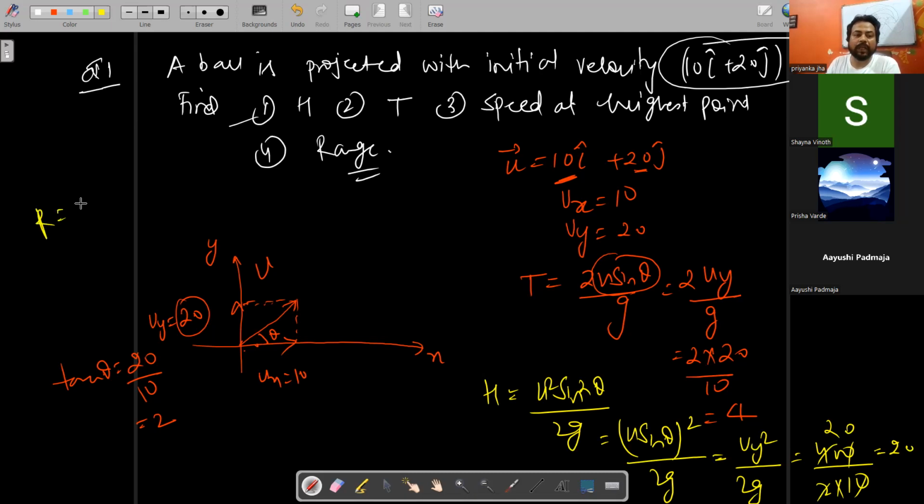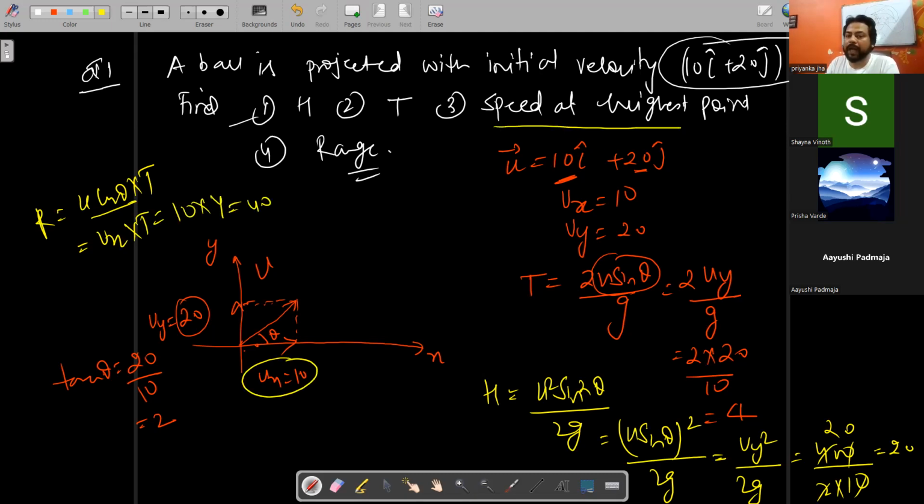Now what is the range? You know that range is u cos theta into t, time of flight. And u cos theta is ux. What is ux? That is 10. And time of flight is 4. So range is 40. And what is the speed at highest point? At highest point, there will be no velocity along y direction, so only the horizontal direction remains. So it is u cos theta, which is ux, and that is 10. Simple, no?